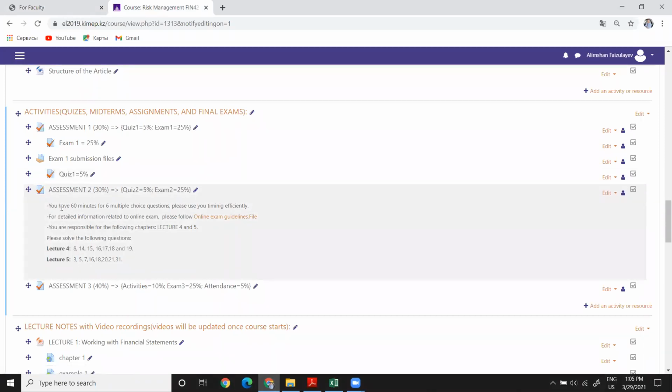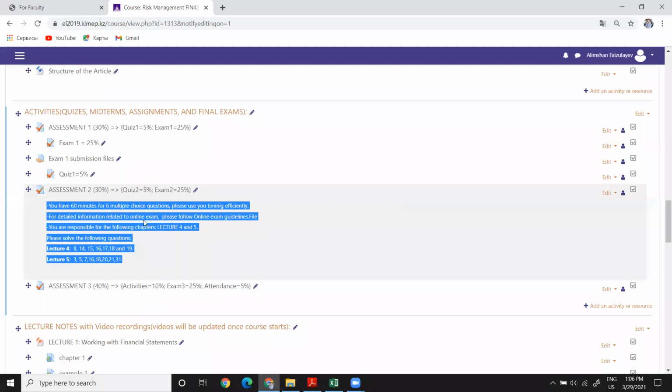So you will be given more than enough time to solve the multiple choice questions. You'll be given six multiple choice questions. If you solve the recommended questions, it will be more than enough to prepare for the exam. Do you have any questions before I start?